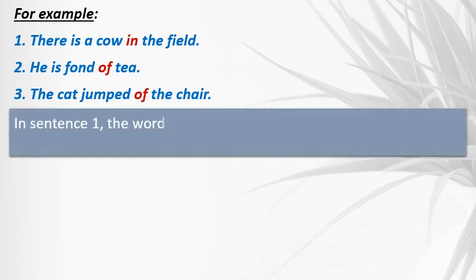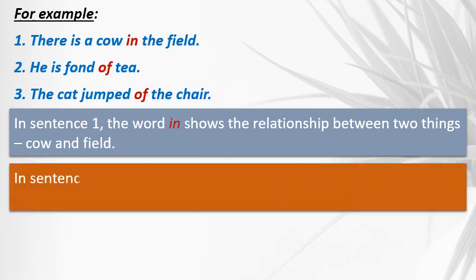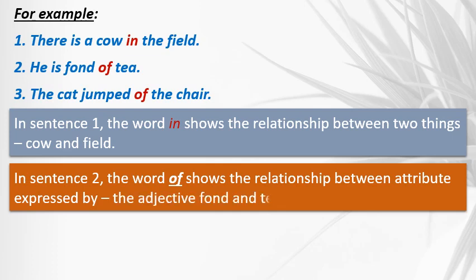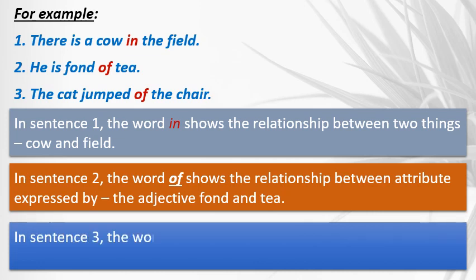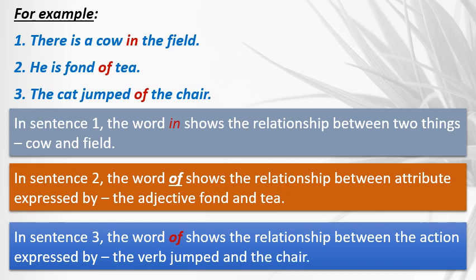In sentence 1, the word in shows the relationship between two things, that is cow and field. In sentence 2, the word of shows the relationship between the attribute expressed by the adjective fond and tea. In sentence 3, the word off shows the relationship between the action expressed by the verb jumped and the chair.